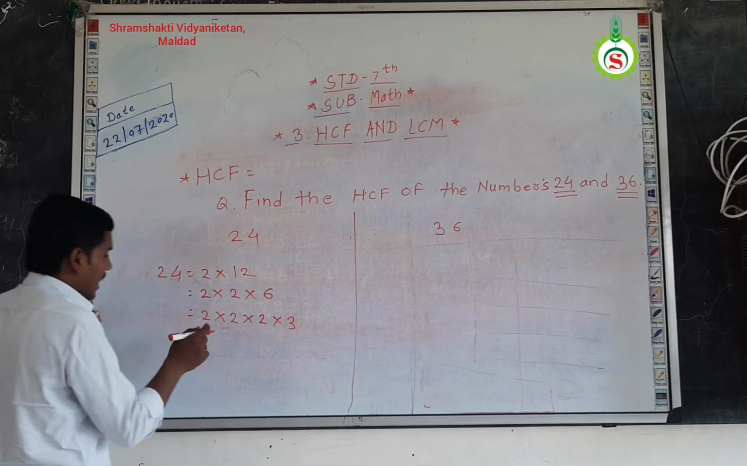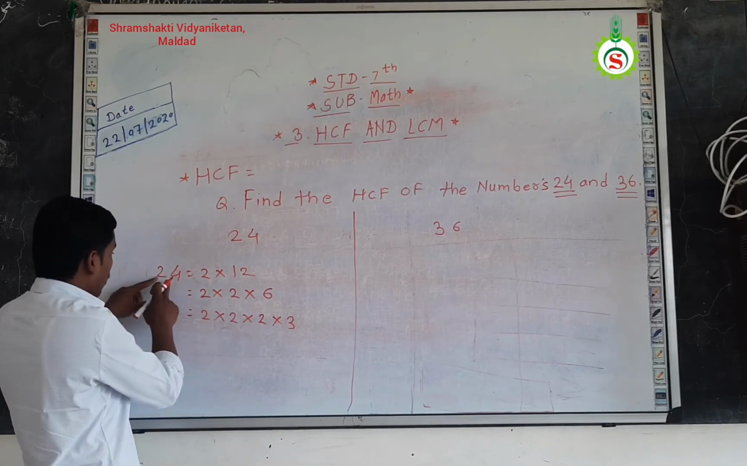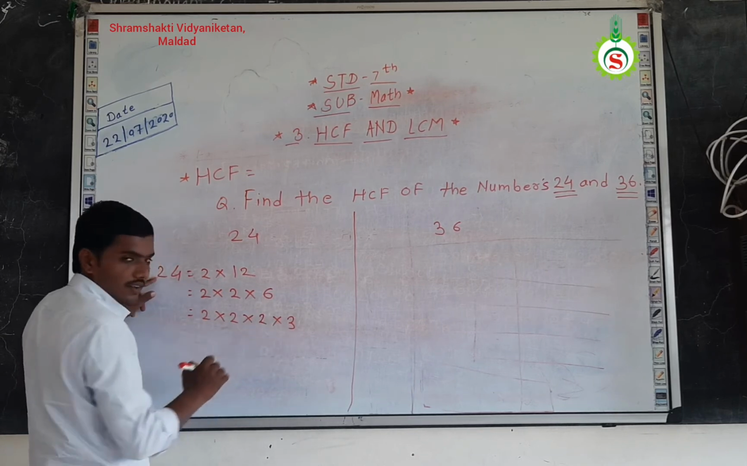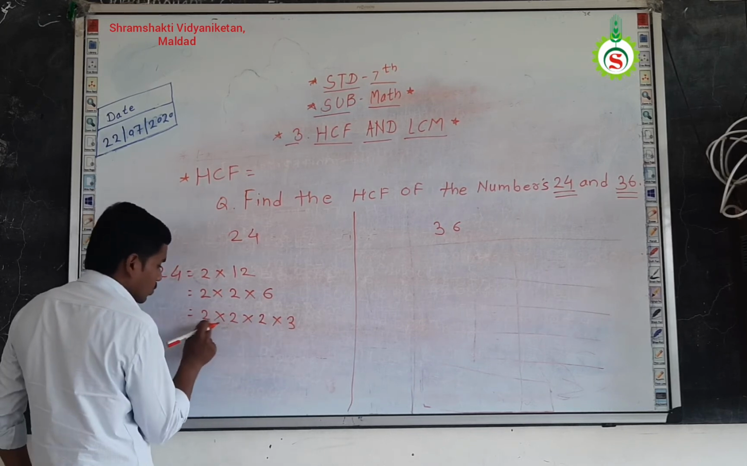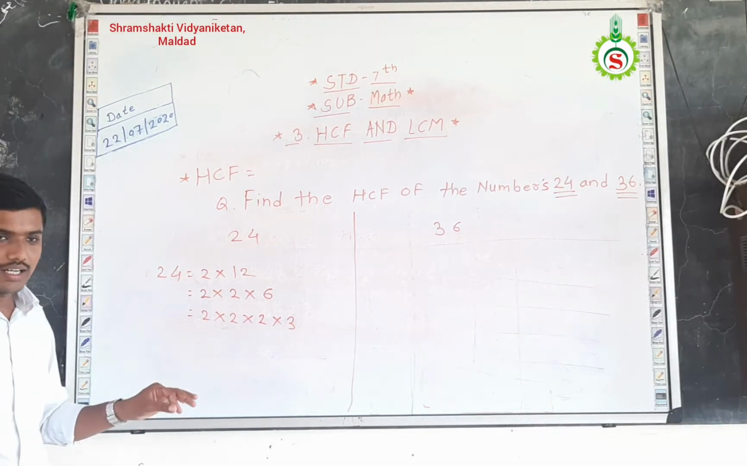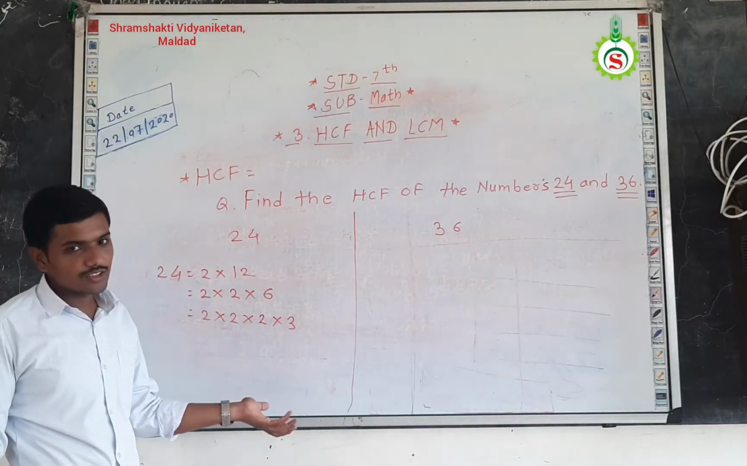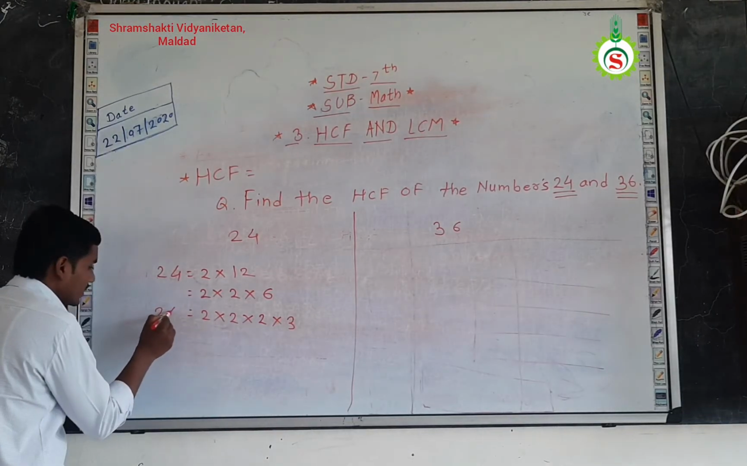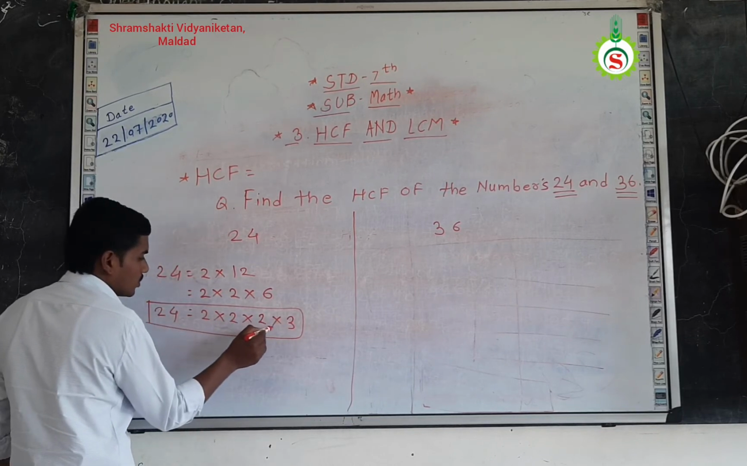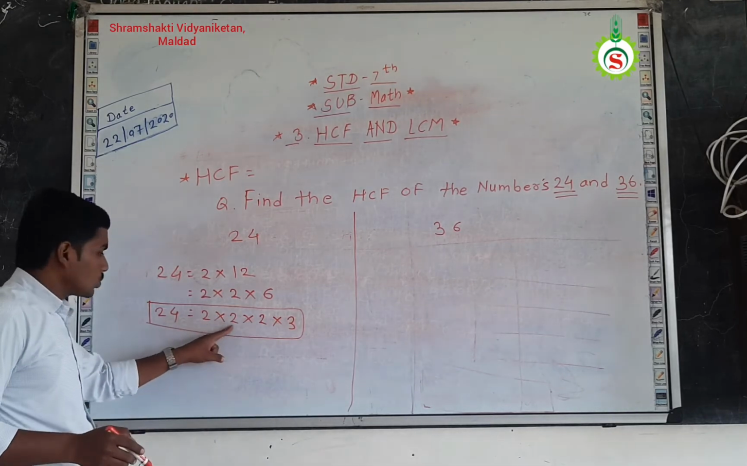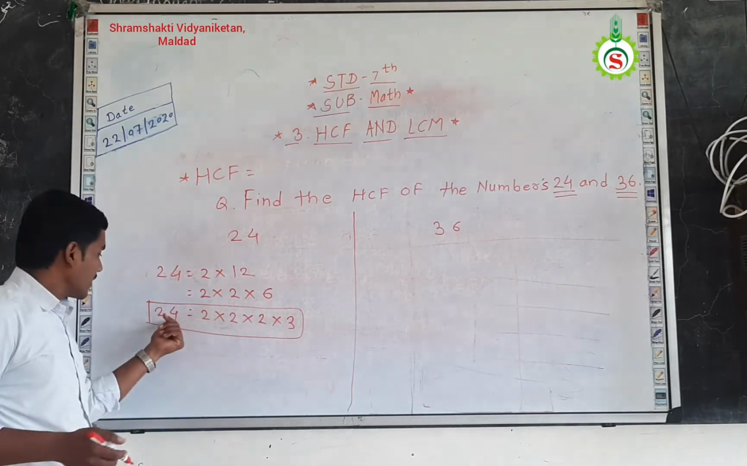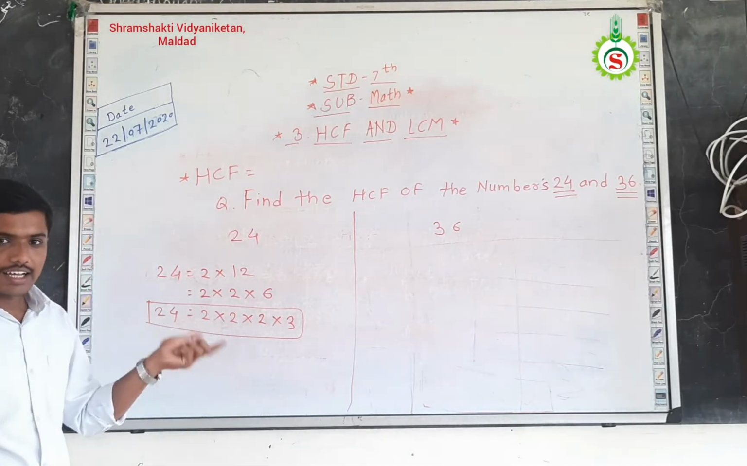That means I have taken the factors of 24 as 2 into 2 into 2 into 3. Now all the factors 2, 2, 2 and 3 are not divisible by any other number, which means my factorization process is over. So the factors of 24 are 2 into 2 into 2 into 3. Check: 2 twos are 4, 4 twos are 8, 8 threes are 24. That means our factors are correct.